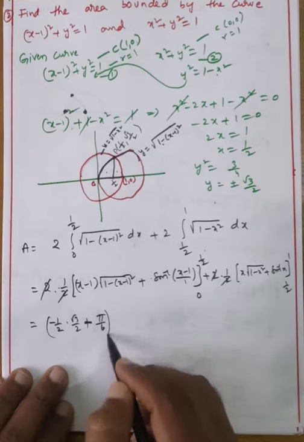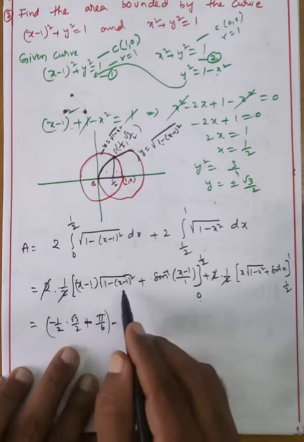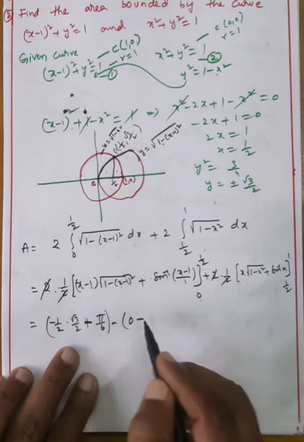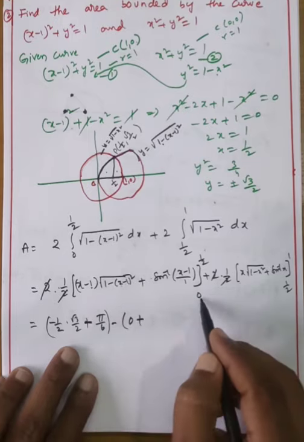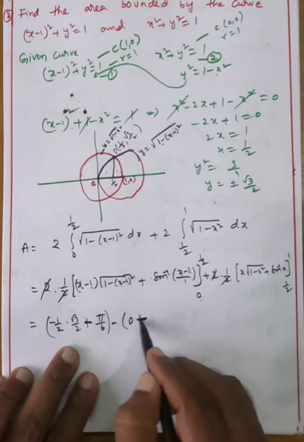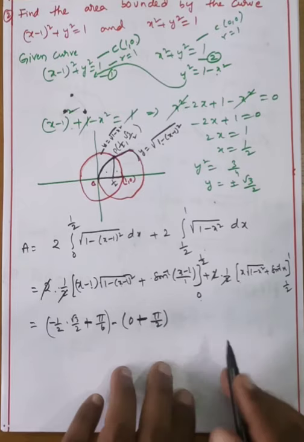This is upper limit minus lower limit. 0 minus 1, minus 1 whole square means 1. 1 minus 1 is 0, plus x value is 0. 0 minus 1 means minus 1. Sine inverse of minus 1 means minus pi by 2. Okay, my dear students, this is over.